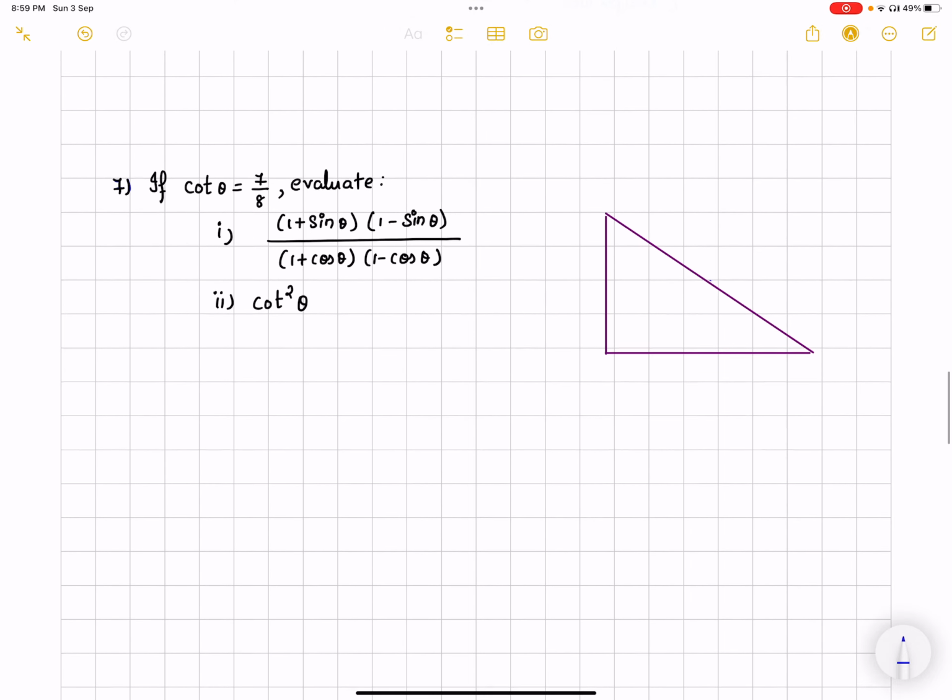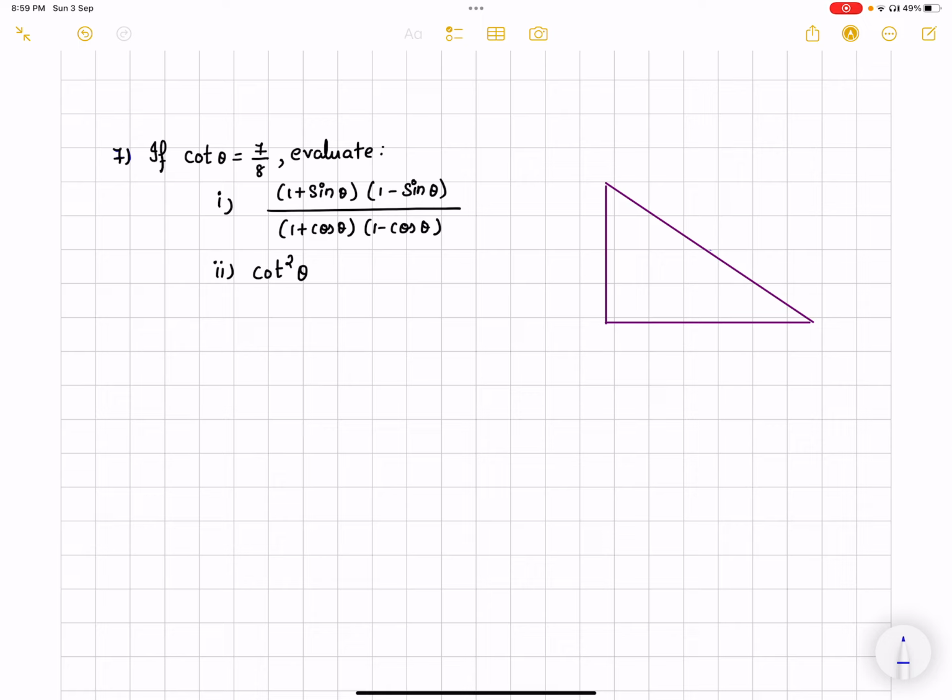Now let's move on with the seventh question. What has been given is cot theta is equal to 7 by 8. What is the definition of cot? We know it's the reciprocal of tan. So cot theta is nothing but adjacent side divided by opposite side.